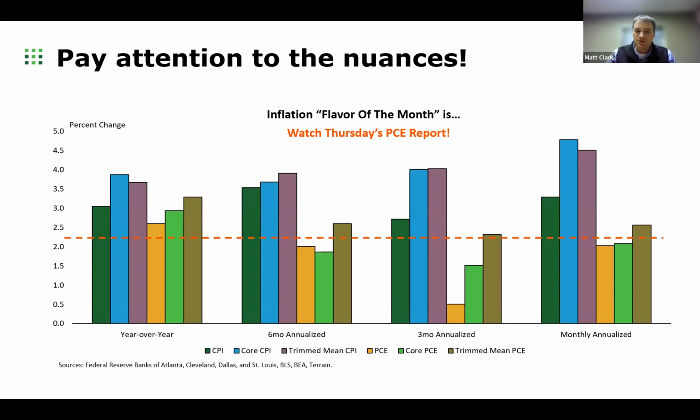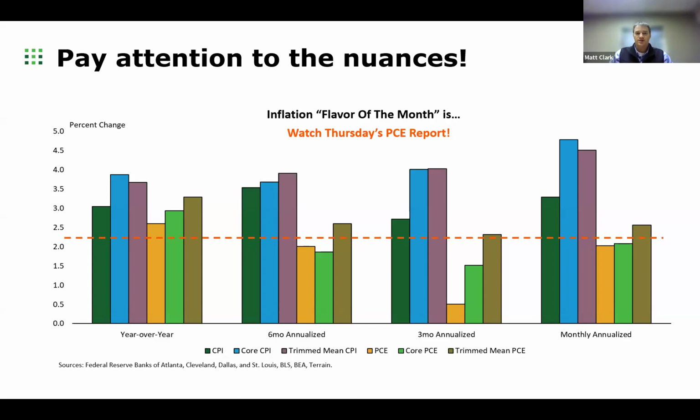Additionally, pay attention to the nuances. So like I said, normally we get the year-over-year report. You can also kind of divide this data differently. So in this table or this chart, I have those same reports figured over the last 6 month annualized, last 3 month, and then the last month annualized. Depending on the measure you use and depending on if you're looking at a year-over-year or 3 month or monthly annualized, your view of inflation can be quite different.